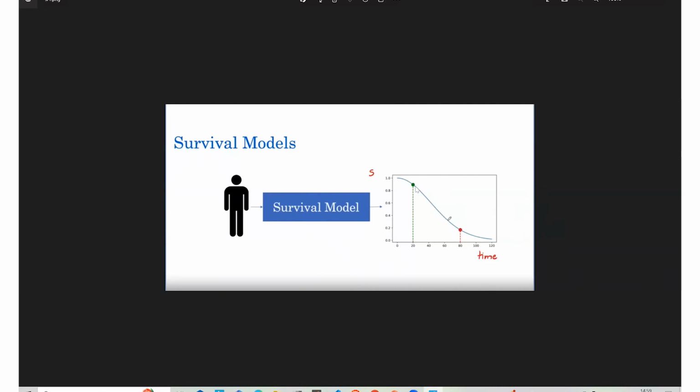The survival probability at time 20 is definitely higher than the survival probability at time 80. So these are the properties of the Kaplan-Meier graph and the survival function.